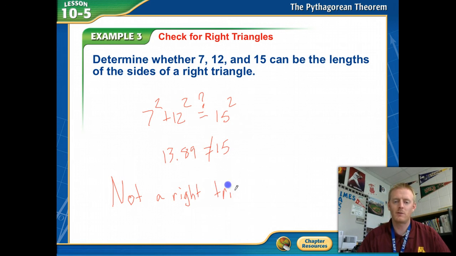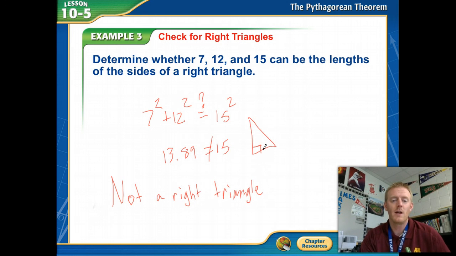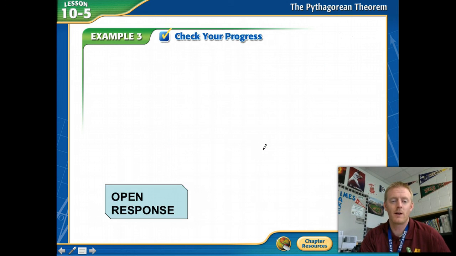And we will be able to write that down very easily. If they were equal to each other, we would then say it is a right triangle. And that's an easy way to find out if something is square, because you know that it's making a right triangle, so it's a square corner. And it's an easy way to figure out if it's a right triangle. Pretty simple stuff. Here's your open response question.